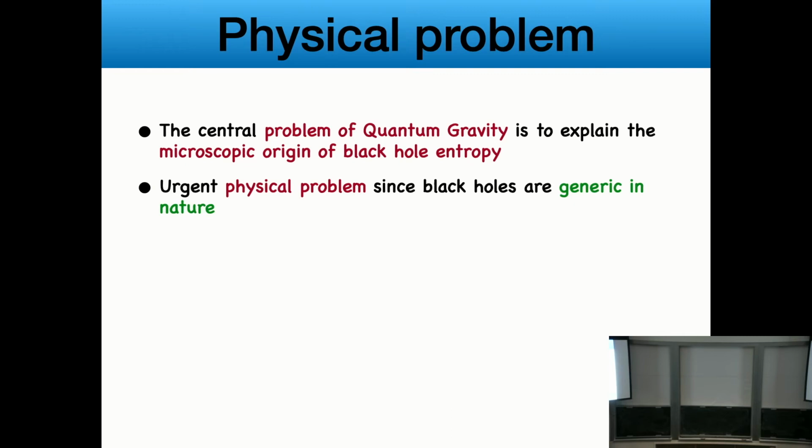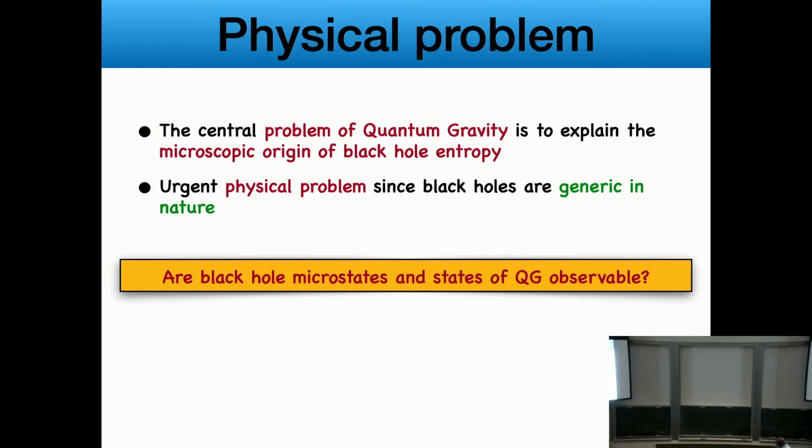So to this point, I will offer a reformulation of what the problem of quantum gravity is. The central problem of quantum gravity is to explain the microscopic origin of black hole entropy. This is an urgent physical problem. Why? Because now we have conclusive evidence that black holes are generic objects in nature. Okay?